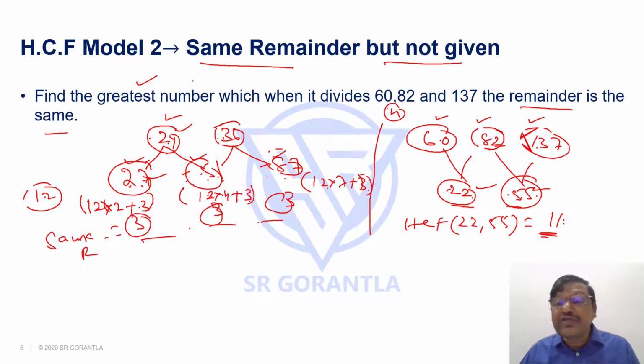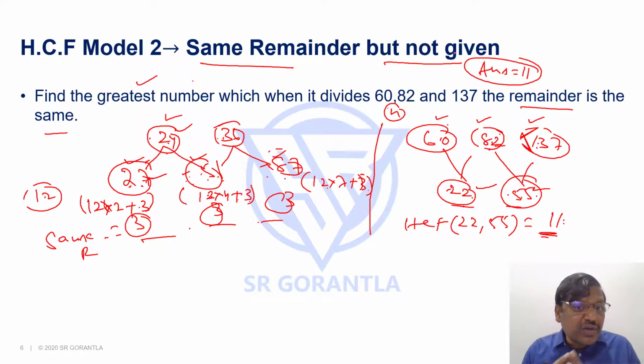Yes or no? 11 5 is 55, remainder 5. 11 7 is 77, remainder 5. 11 12 is 132, remainder 5. Hence my answer is 11. Right. So this is how you get HCF model 2 questions.